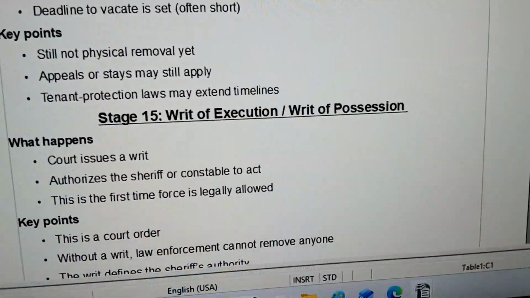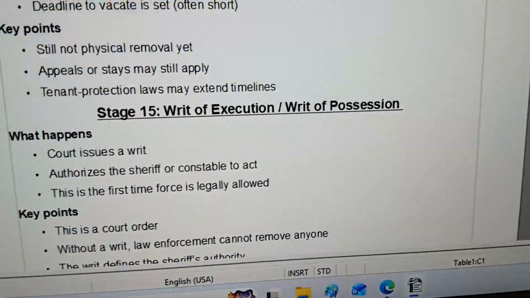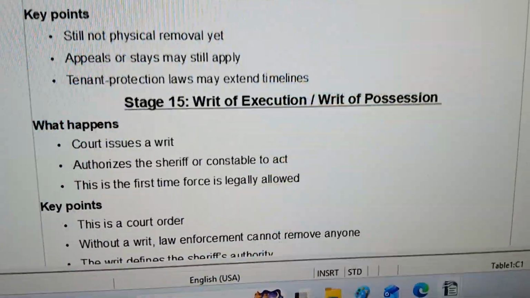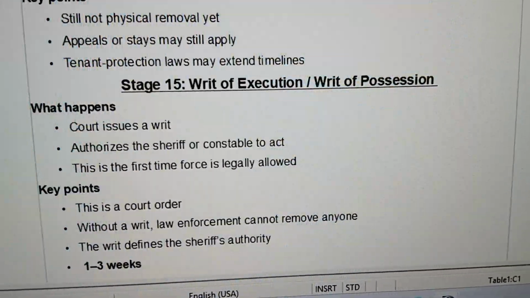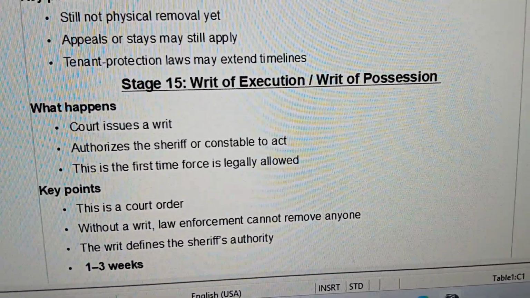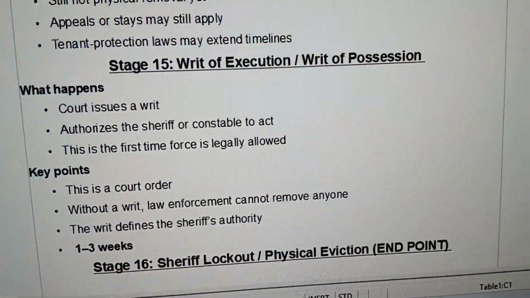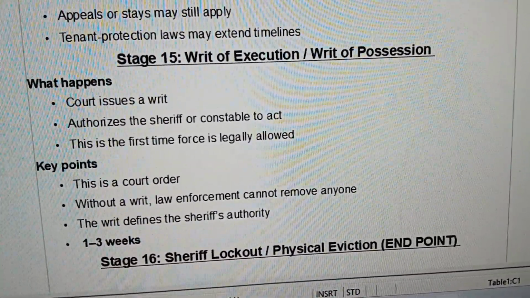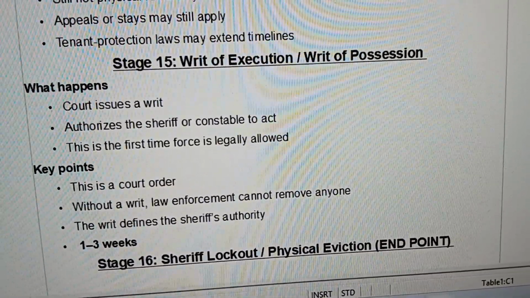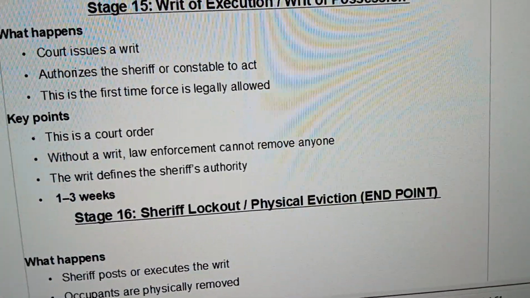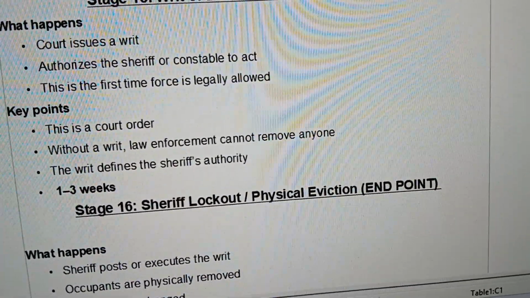Now, stage 15 is the writ of execution, writ of possession. What happens? The court issues a writ authorizing the sheriff or constable to act. This is the first time force is legally allowed. The key point is this is a court order. Without a writ, law enforcement cannot remove anyone. The writ defines the sheriff's authority, and the time frame is 1 to 3 weeks.